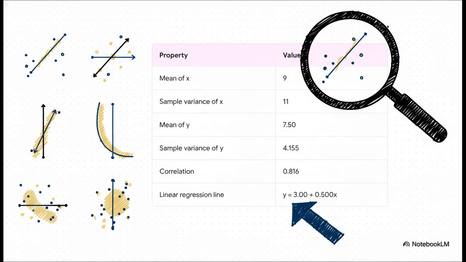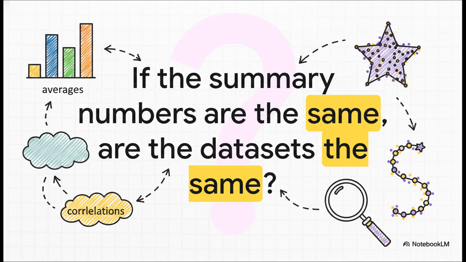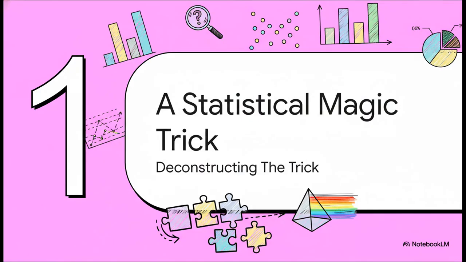They look totally identical. And that brings us to the big question, right? If all the important summary numbers, the averages, the variances, all of it, are the same, then the datasets must be the same too. I mean, it just makes sense, doesn't it? Well, let's see if that's true. To really get what's going on here, you have to think of it like a magic trick. And like any good trick, we're going to break it down and see how the illusion works.